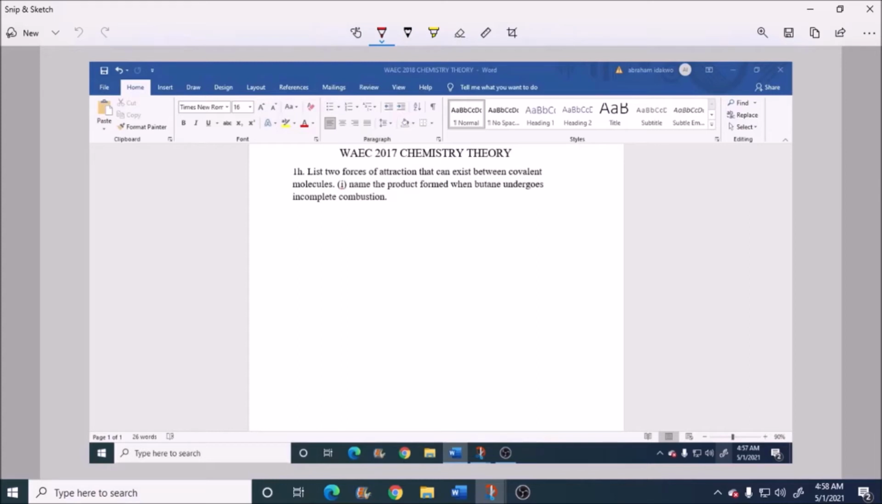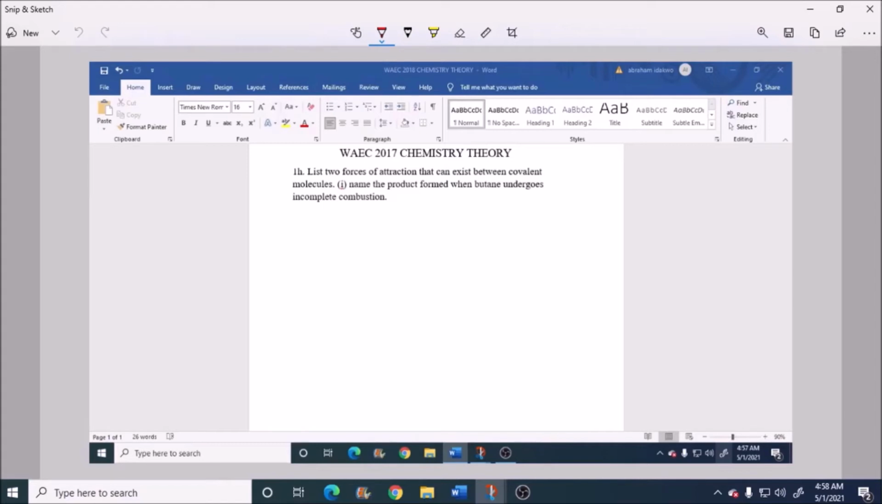The forces of attraction that can exist between covalent molecules are: number 1, van der Waals forces or induced dipole forces. Number 2, hydrogen bonds, which is one of the bonds that can exist between covalent molecules. Then number 3, permanent dipole interaction or dipolar forces. So these are the forces of attraction that can exist between covalent molecules.